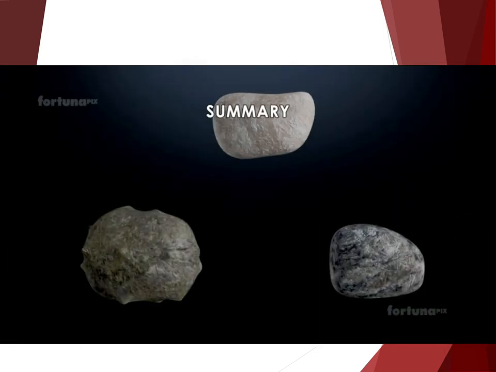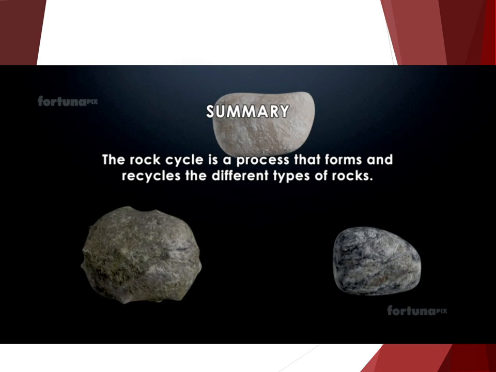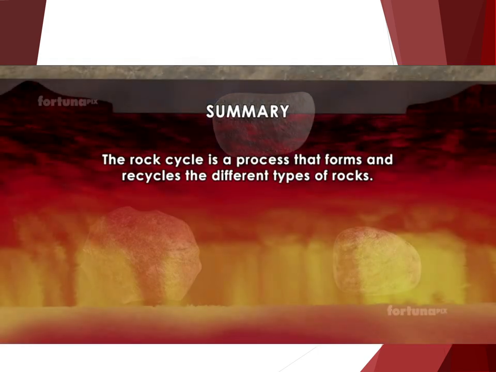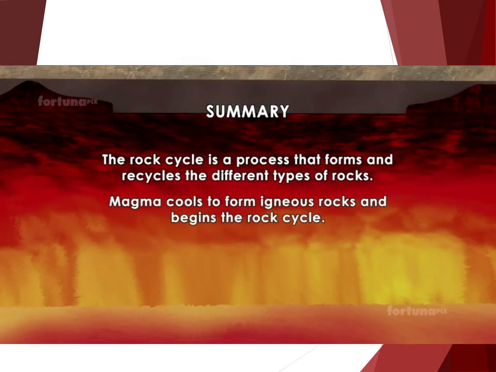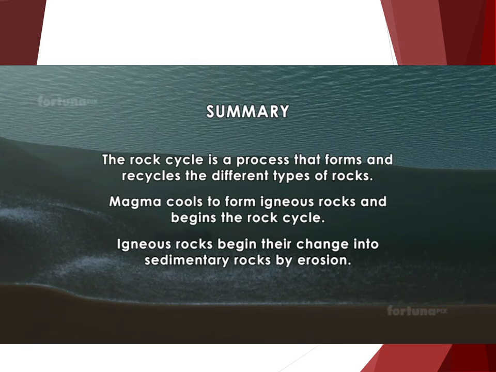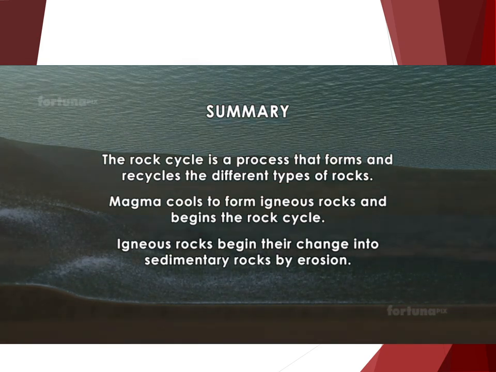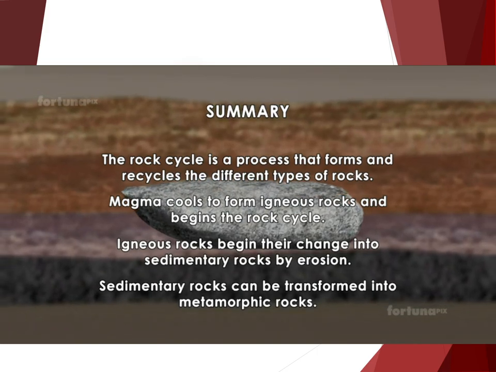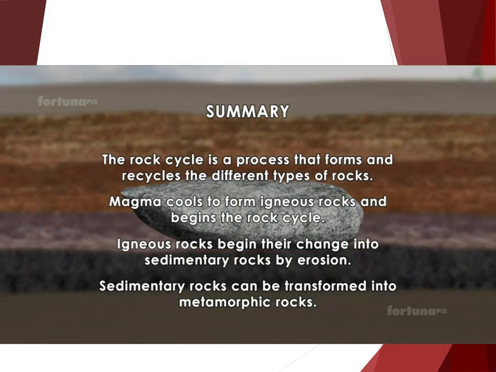Summary: the rock cycle is a process that forms and recycles the different types of rocks. Magma cools to form igneous rocks and begins the rock cycle. Igneous rocks begin their change into sedimentary rocks by erosion. Sedimentary rocks can be transformed into metamorphic rocks.